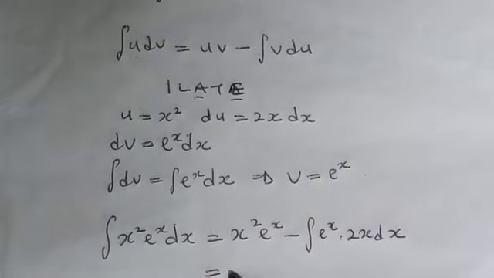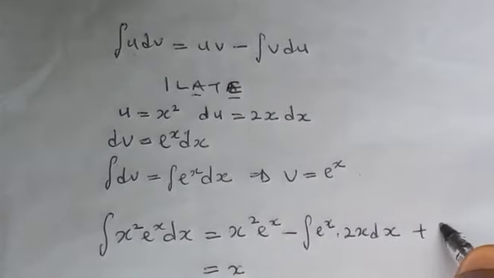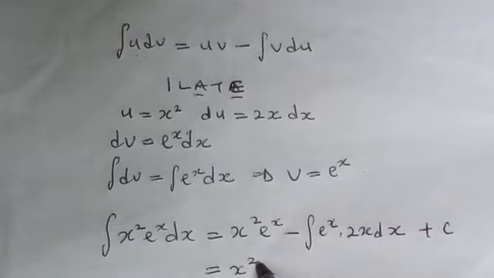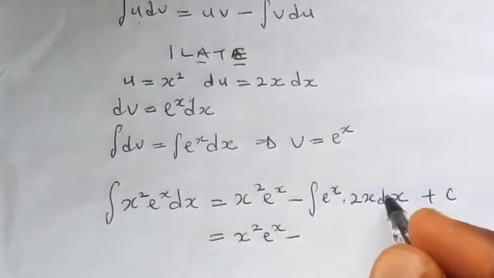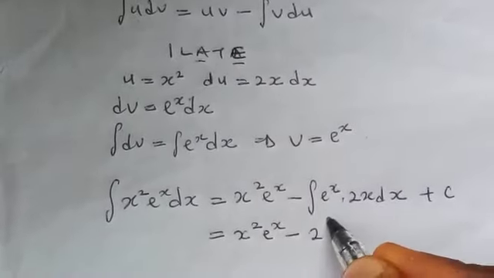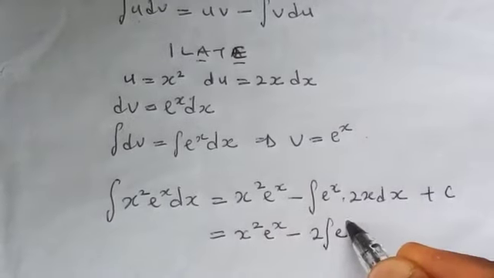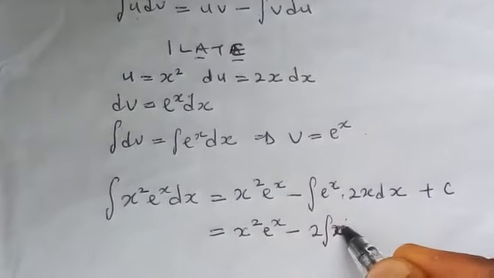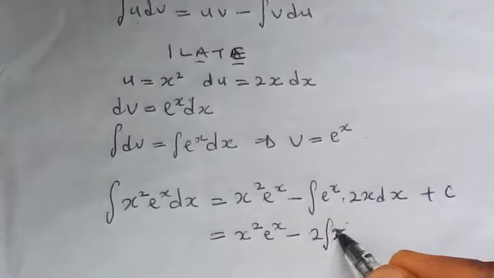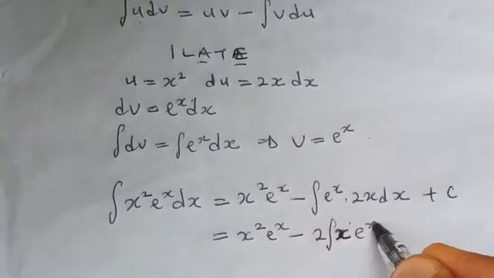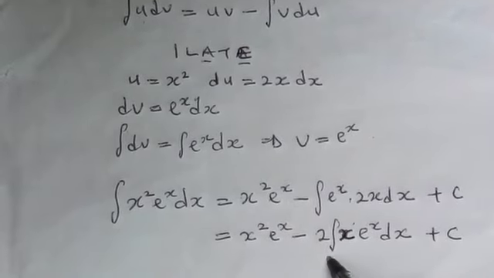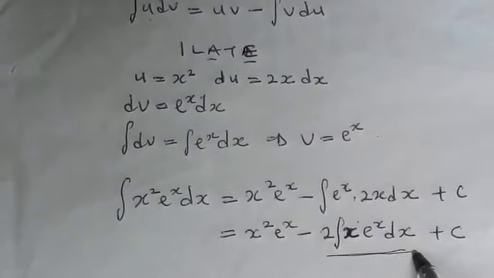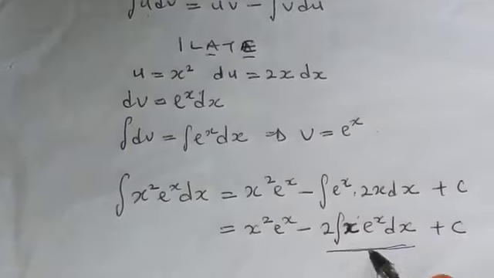Now this will be x raised to power 2 e raised to power x, minus, this is a constant, 2 integral of x e raised to power x dx, plus c. Now this is another integration by parts, so let's solve this first.